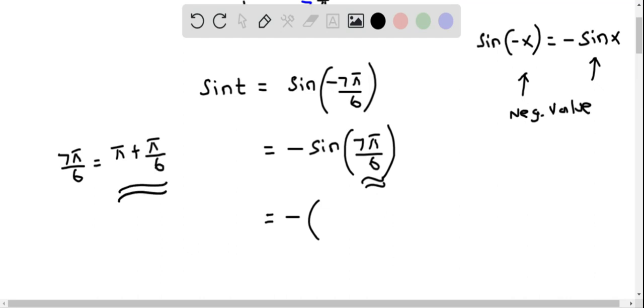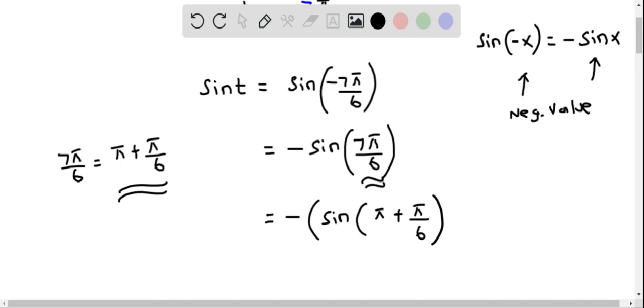Basically, I need the reference angle that should be less than 90 degrees or pi by 2. So I can rewrite this 7 pi over 6 as pi plus pi over 6. So let me do that. Therefore this becomes sine of pi plus pi over 6.